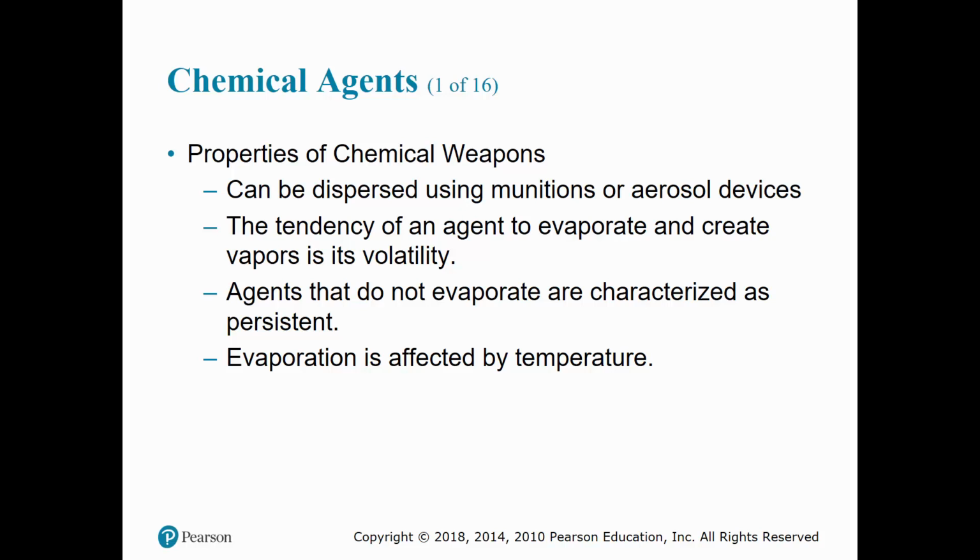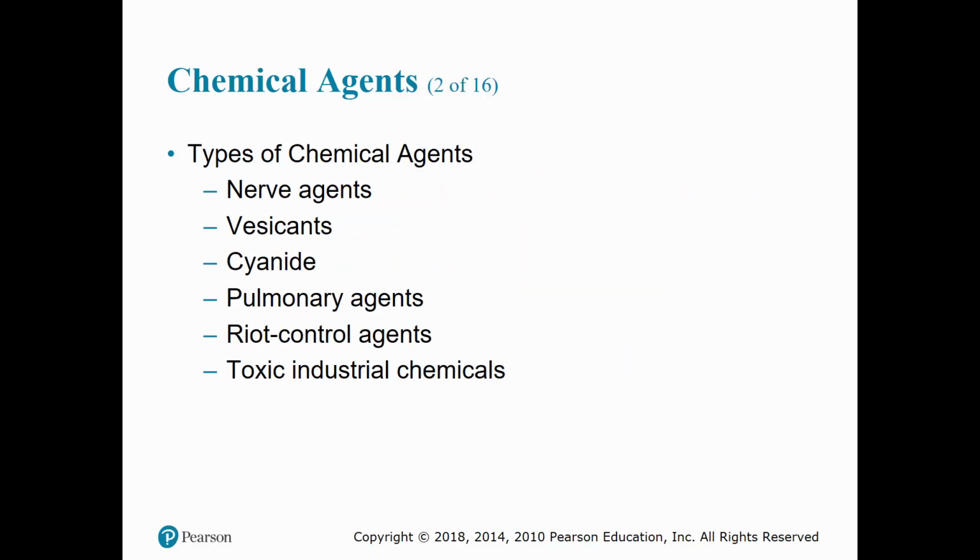If the agents do not evaporate, they are considered persistent. If they do evaporate and create vapors, they are considered volatile. Now, this obviously also depends on the temperature. If they have a high volatility, that means there has to be a certain temperature for it in order to evaporate. There are various types of chemical agents out there, such as nerve agents, vesicants, cyanide, pulmonary agents, riot control agents, and toxic industrial chemicals.